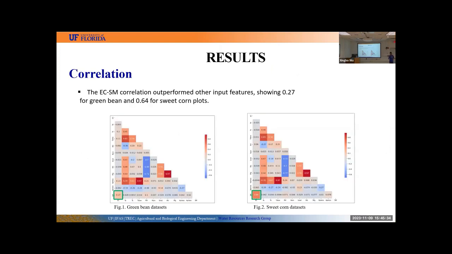So for the result, the first thing we did is we tried to see the correlation between the input features and the target variables. And we observed that the electrical conductivity had a strong correlation with the soil moisture content. For instance, the correlation coefficient for the green beans dataset was 0.27, as you see on figure 1 and figure 2. For the sweet corn, the correlation coefficient was 0.64.